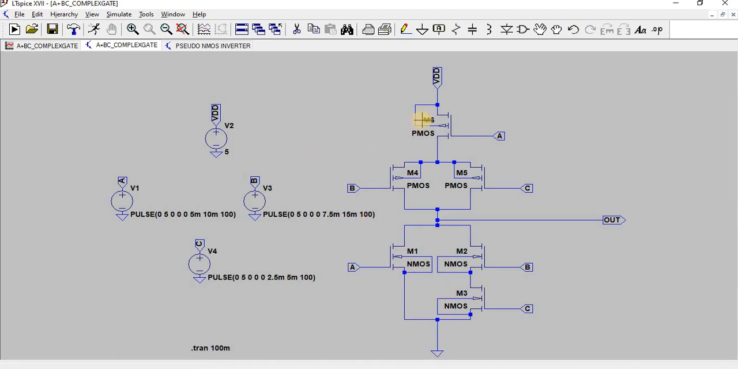Likewise you can try it for basic logic gates such as NAND, NOR, XOR, XNOR. You can also try it for more complex functions such as AB plus CD or A plus BC times CD. Likewise you can try it for a lot of complex functions.